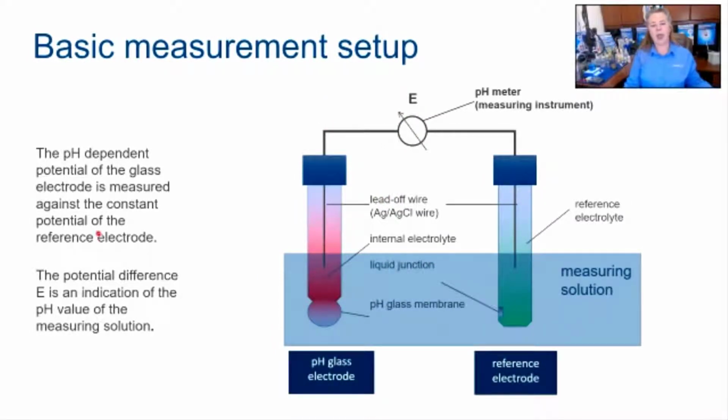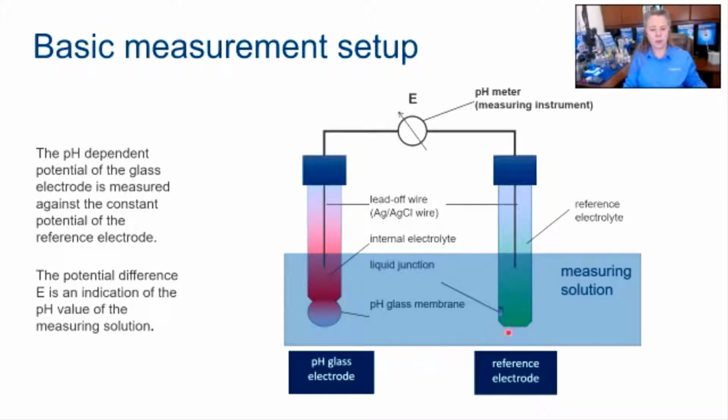So how does a basic pH measurement happen? Well, it's basically two electrodes that form an electrical circuit. The first is what's called the pH glass electrode. It's also known as the membrane or the measuring electrode. That is connected electronically to the reference electrode. And how do you complete the circuit?